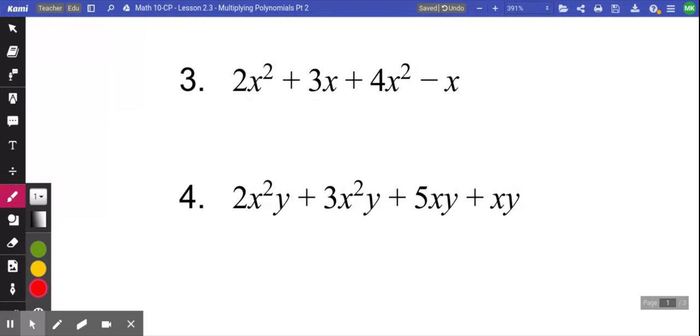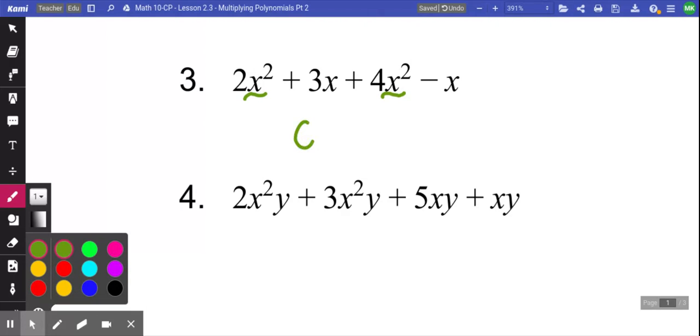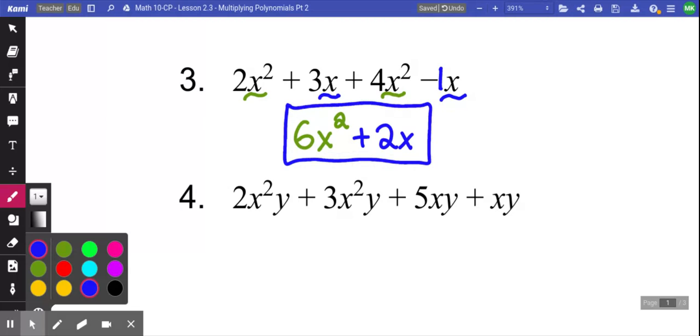So for number 3, if I want to collect like terms, x squares would go with x squares. So 2 plus 4 would be 6x squared. And then x's would go with x's. This is an invisible 1x. So 3 minus 1 would be positive 2x. And that would be your answer.